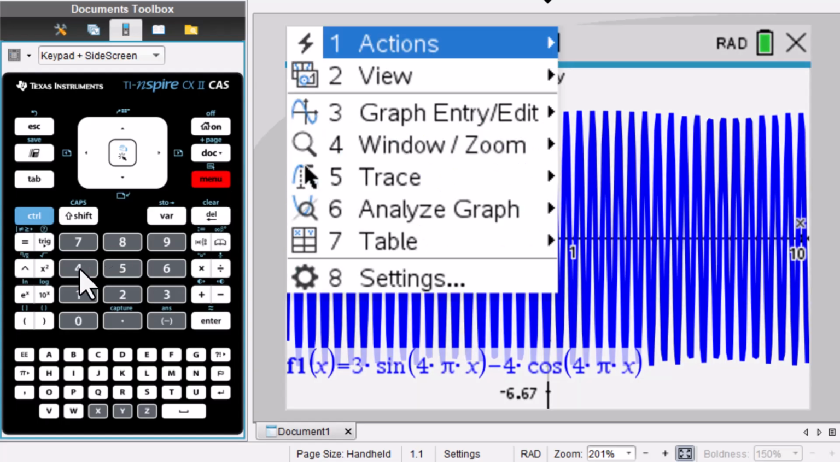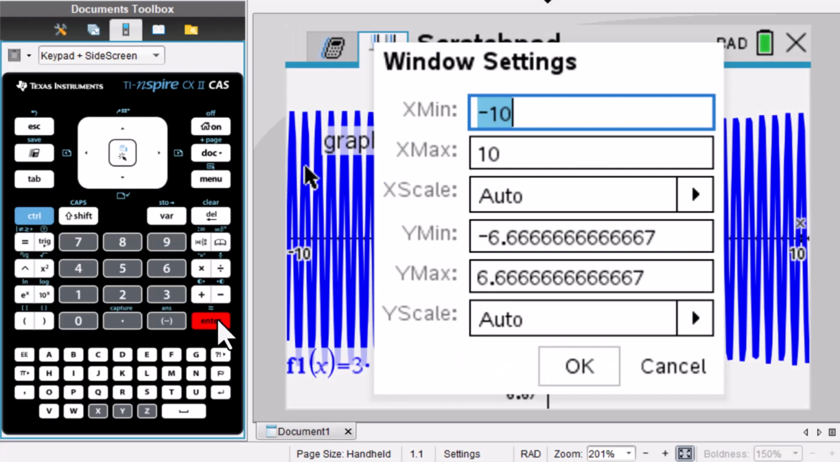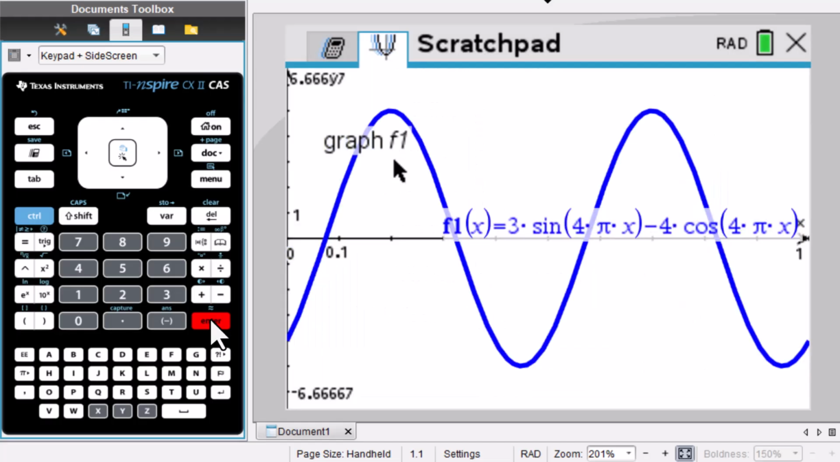Menu, go to 4, window settings. X minimum, let's do 0. Maximum, do 1. X scale, always use the maximum value or minimum value divided by 10. So 1 divided by 10 is 0.1. Enter. Enter. We got this nice graph.